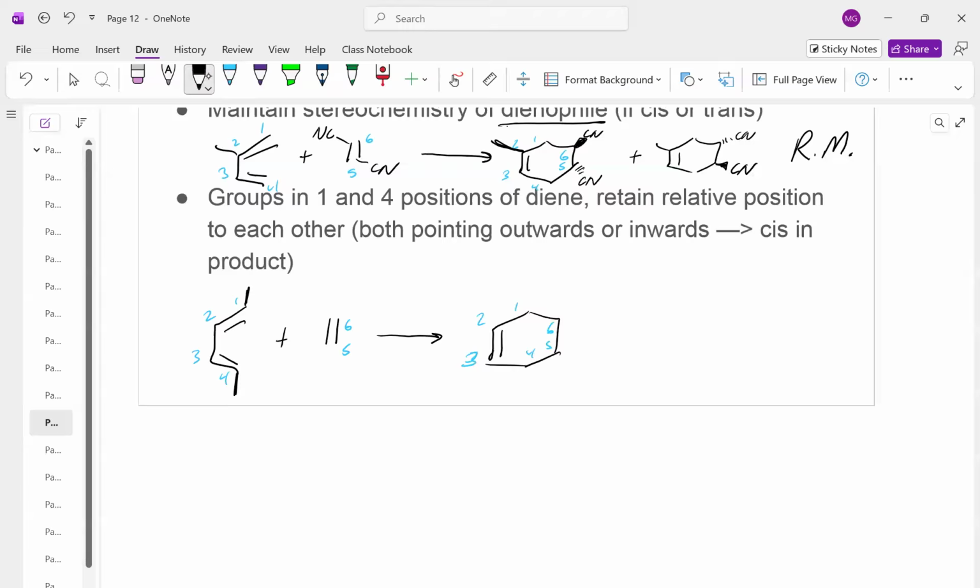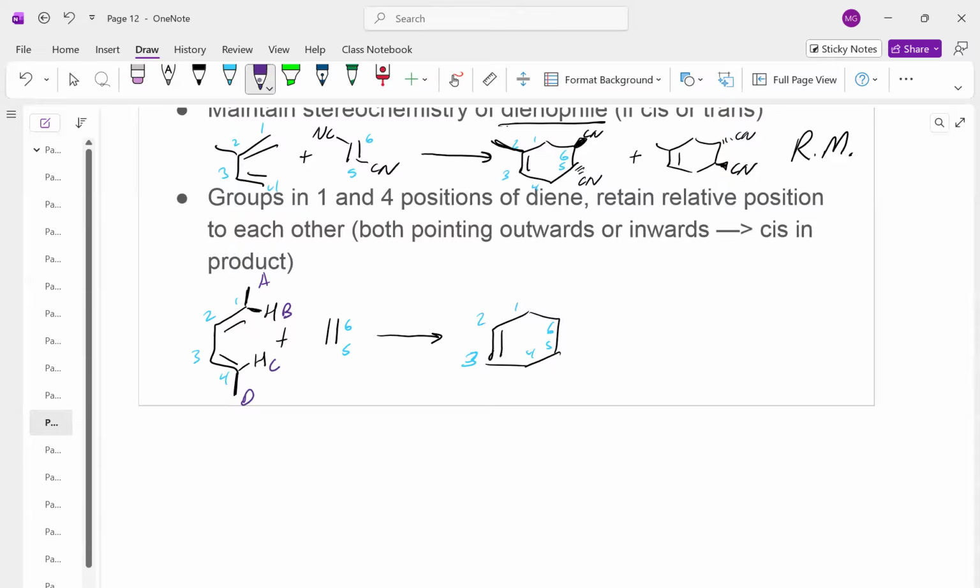Now, because those methyl groups on the diene started off in a certain orientation, they're going to be going in a certain direction in relationship to each other in the product. And here's how you figure this out. Draw in the corresponding hydrogens here. And what I want you to do is label these from top to bottom, A, B, C, and D. Always label them like that from top to bottom.